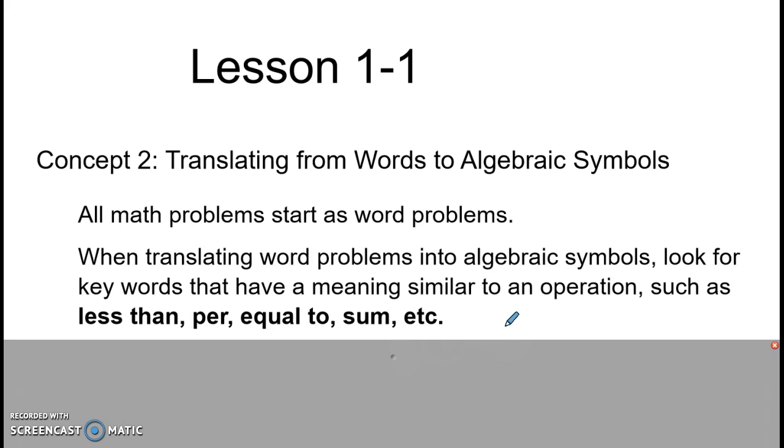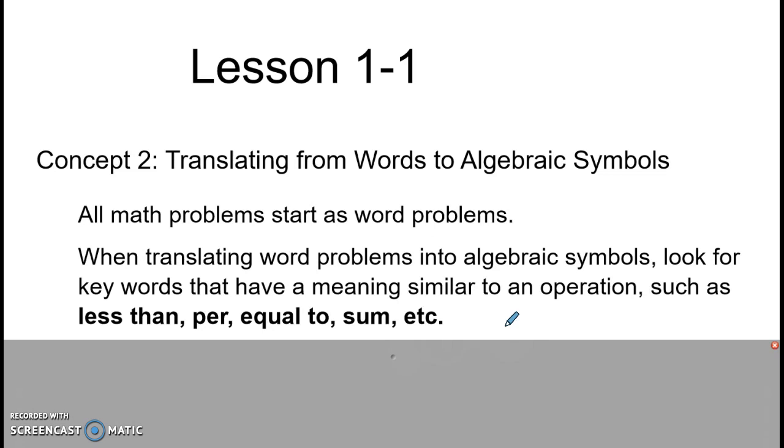And all problems start as word problems, all real-world problems. If you're an architect or an engineer or any type of profession where you have a problem, it's going to start in words. You're going to have to explain the problem you're having. And translating those into a math equation is sometimes tricky.